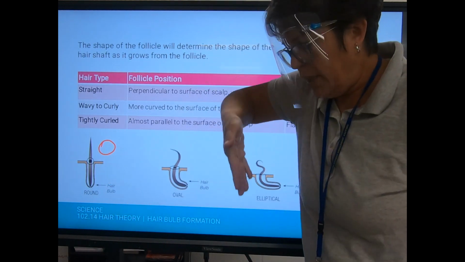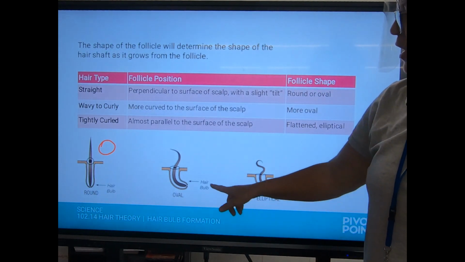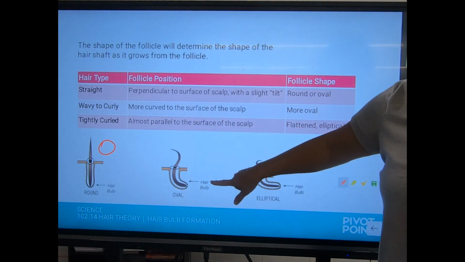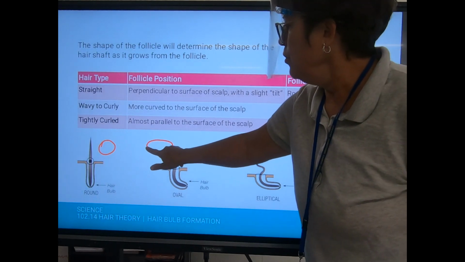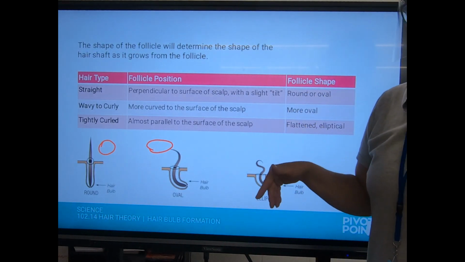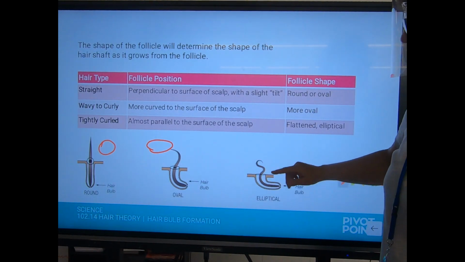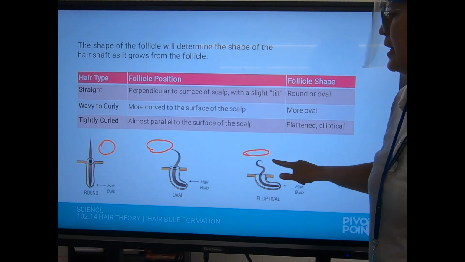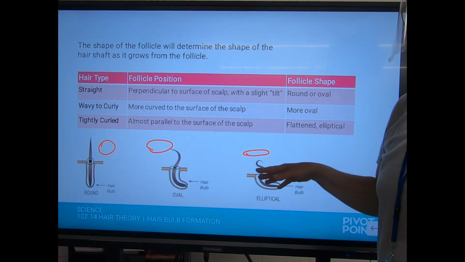Okay, so when you're looking down in the skin and you have straight hair, when it's bent like this a little bit, and when you look down in it, it looks more oval, you have wavy hair. And when you look at this one, it's very bent and it's almost flat, you have curly hair. Okay, so a couple things about this.